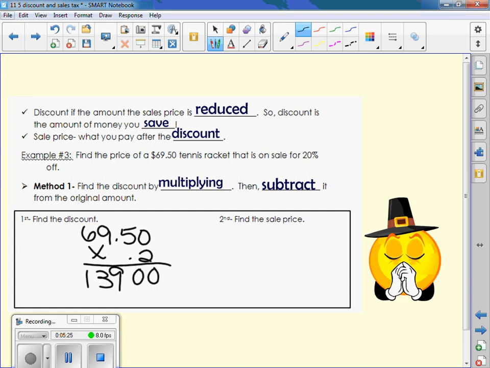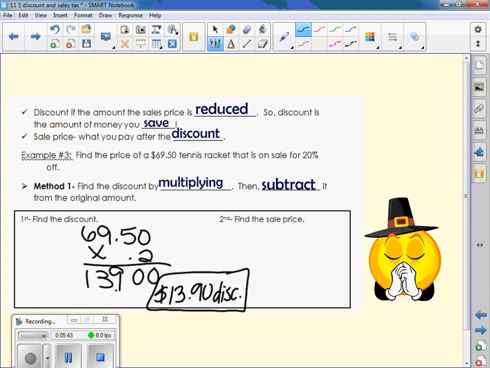And move your decimal to the right spot and round to the nearest hundredth if needed. So our discount here would be $13.90. That's our discount. That's the amount of money we're saving. That's 20% of my cost.